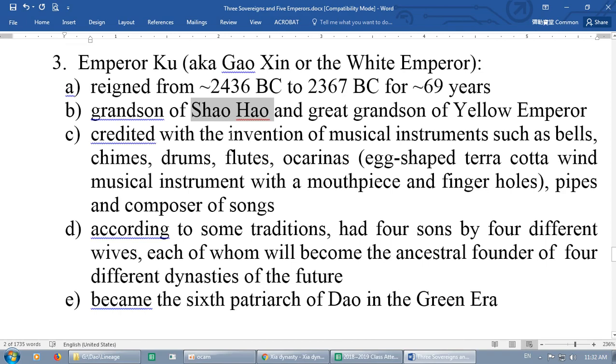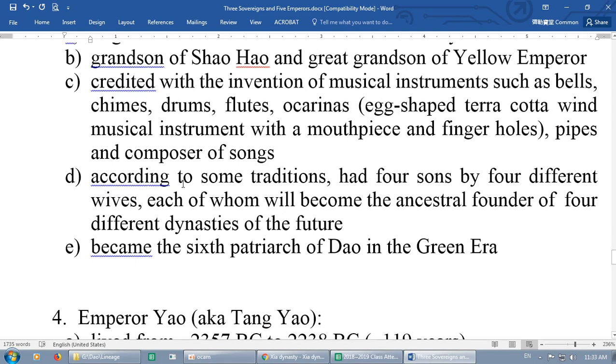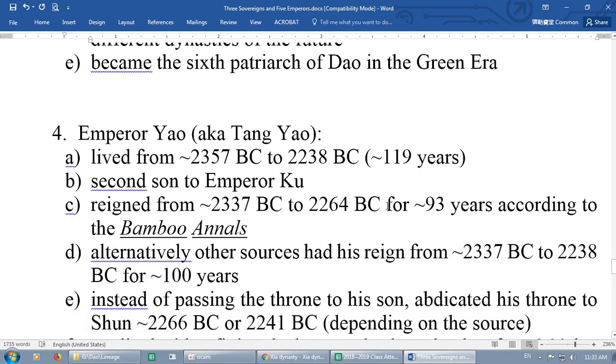Now he's credited with inventing musical instruments such as bells, chimes, drums, flutes, ocarinas. You know what ocarinas are? They're egg-shaped terracotta wind instruments with a mouthpiece and finger holes. Whoa! So it's like a bone with finger holes and a mouthpiece. Very interesting. So it's like the first flutes or clarinets or oboe or God knows what. And also pipes and composing songs. Now, according to some tradition, he had 4 sons by 4 different wives, each of whom would become the ancestor of 4 different dynasties in the future. Very interesting. And he became the 6th patriarch.